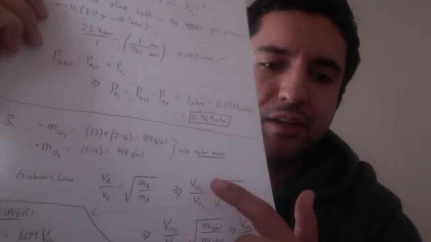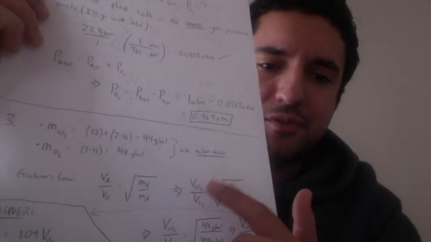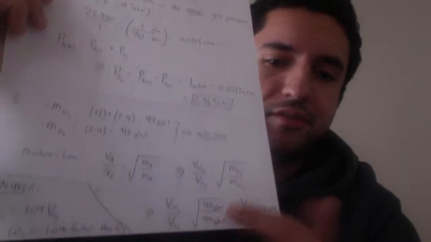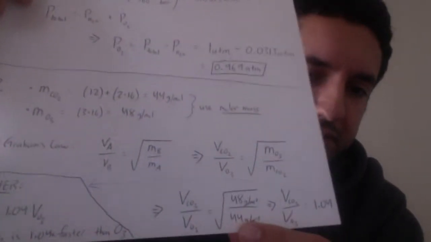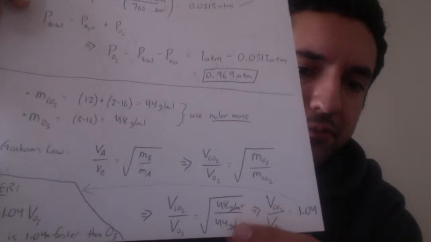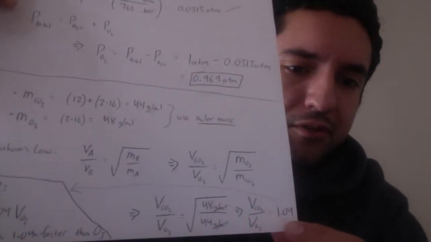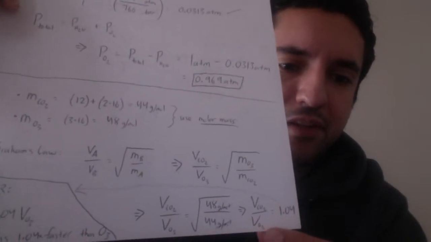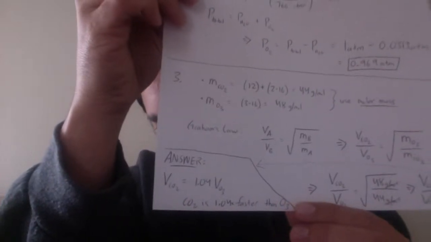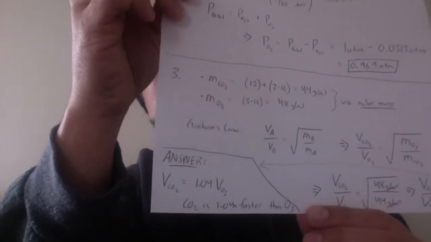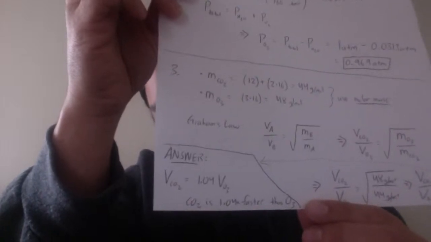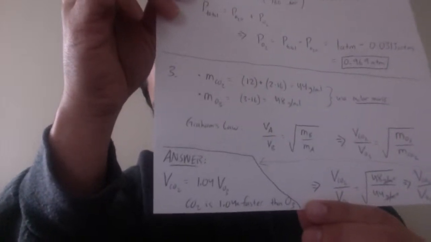That way when I try to get the velocity of the faster substance, which is in the numerator up here, I just have to multiply by the velocity of ozone on both sides, which I did down here. So put it in the square root, 48 over 44. You put that in the calculator, you get something like this, and then you just multiply both sides by the velocity of ozone. I kind of put the rest of it down here. I was going to post these later on, so you'll see this next week. But yeah, the velocity of CO2 is 1.04 times faster than the velocity of ozone.